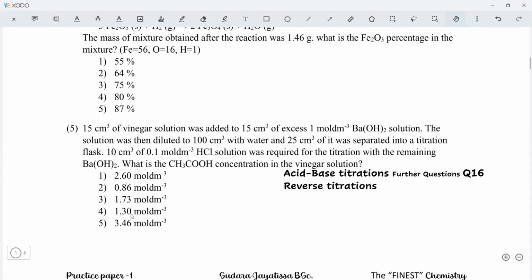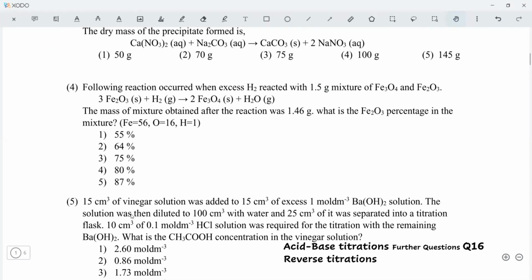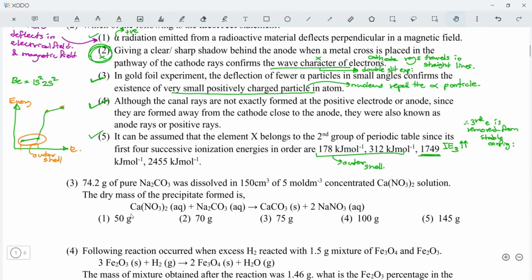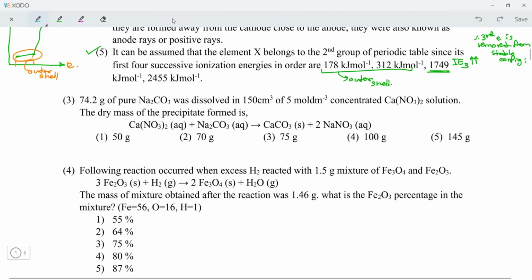Third, fourth, fifth are chemical calculations, and of course, the sixth one also. There are 4 chemical calculations, just to remind what we learned earlier. Now let's go to the third MCQ.